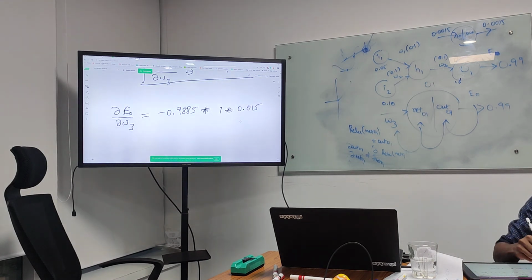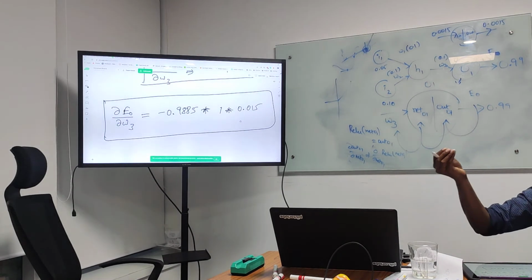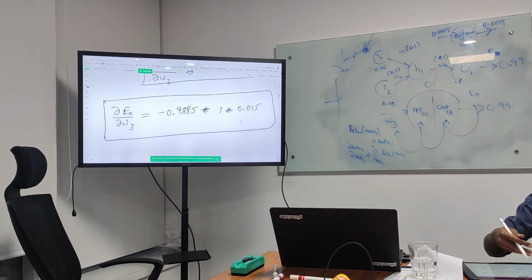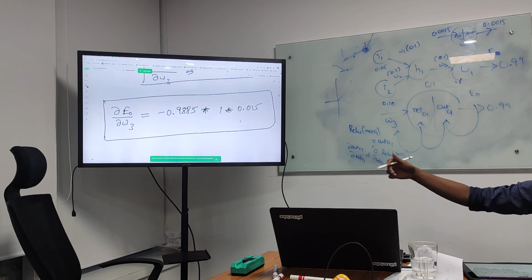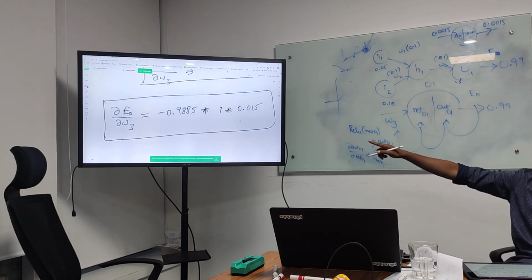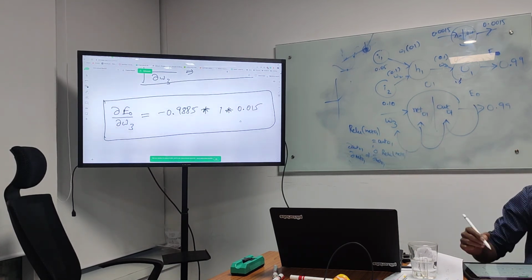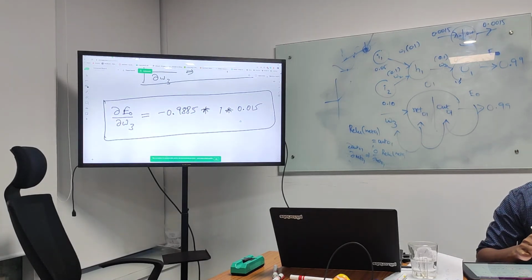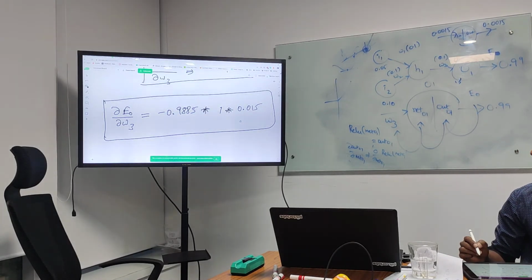Let's not get into that, but you guys got the idea, right? With the simple calculations of how chain rule can help us find out dou E0 by dou W3. Now, as we discussed, what can we do? Now all we have to do is... One thing, I think it is 0.015.